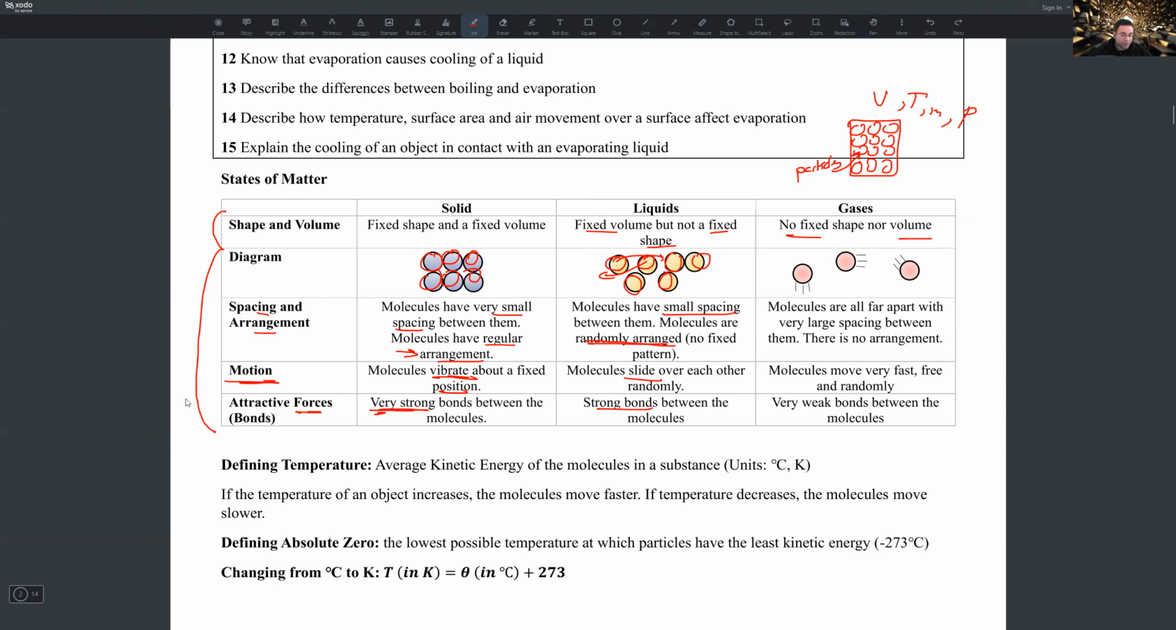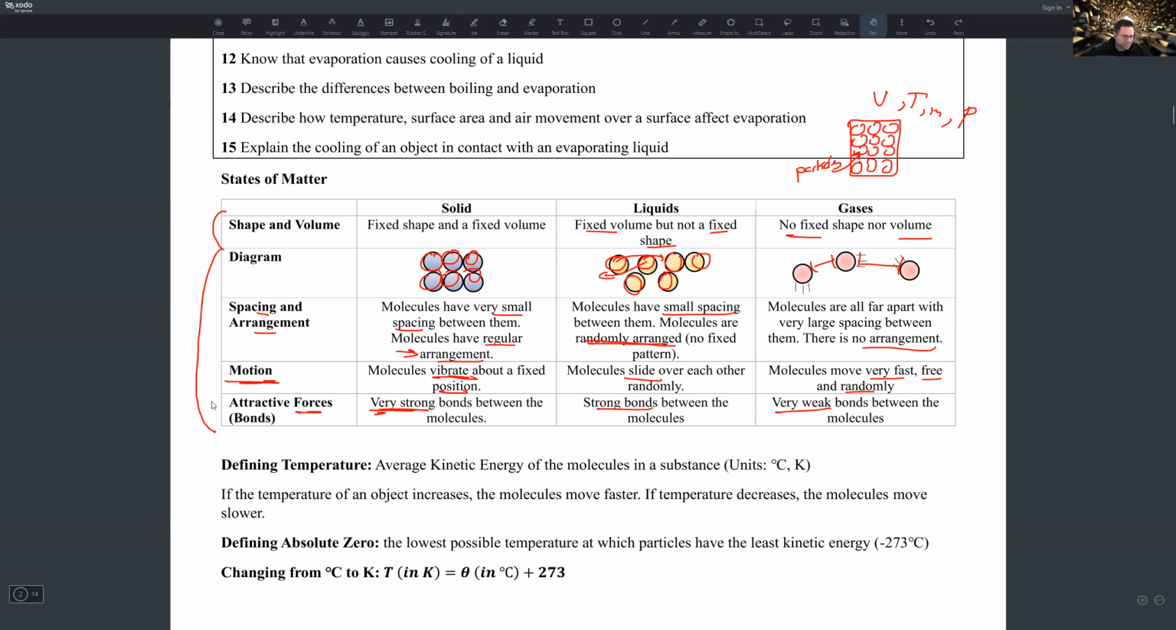Gases have no shape and no volume. All the molecules are super far apart. Just draw very few molecules if I ask you to draw them. And there's no arrangement, no order. How do they move? Very fast, very free, and randomly in all directions. What about their bonds? Very weak forces.